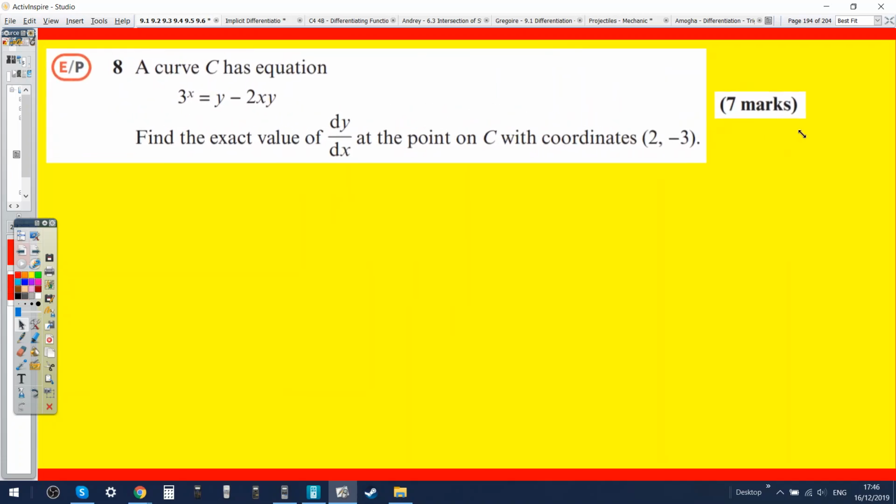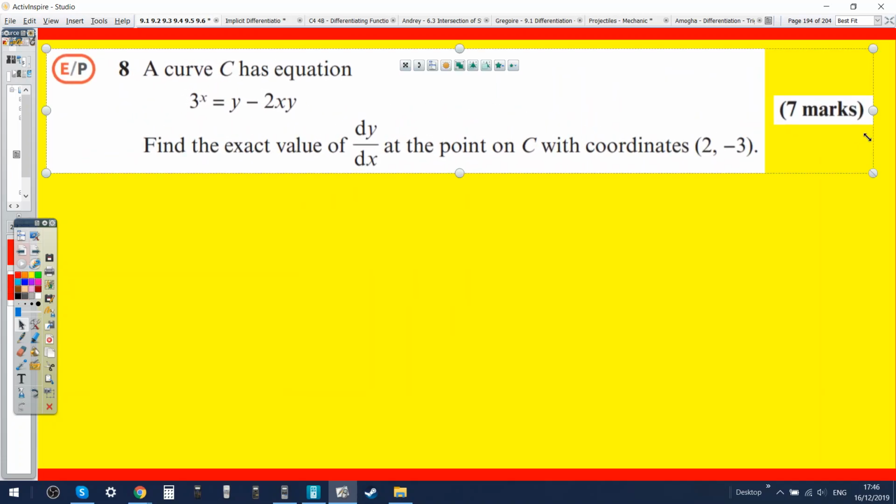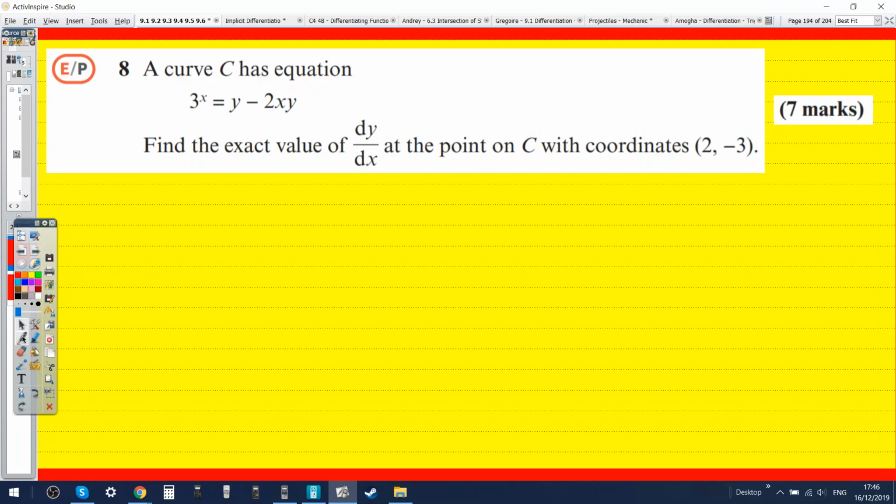Let's see. Is this one worth doing? Yeah, kind of worth doing. Good revision question. I don't know how to do it when it's 3 to the power of x. It is still 3 to the x ln 3. Okay. It's equal to 1 dy, so just dy by dx.